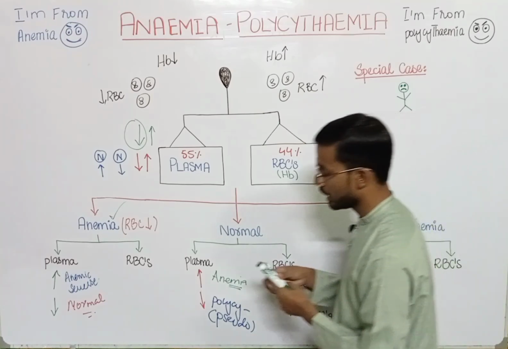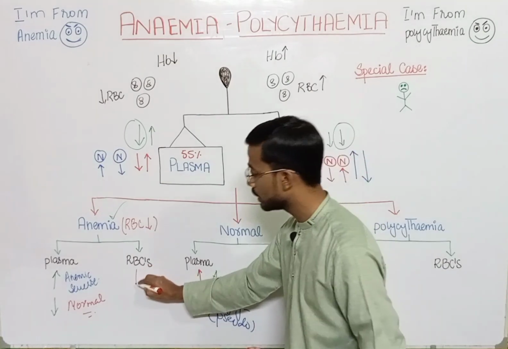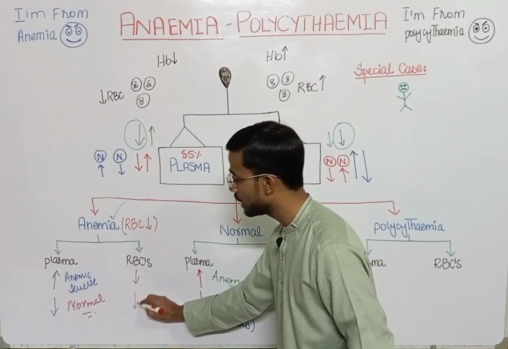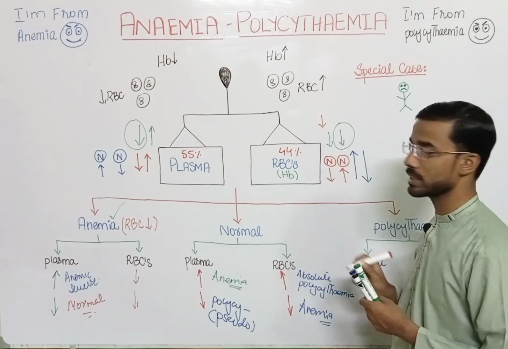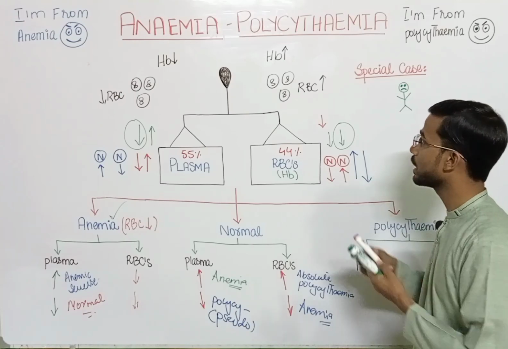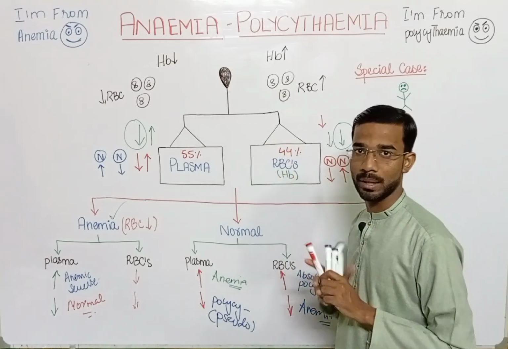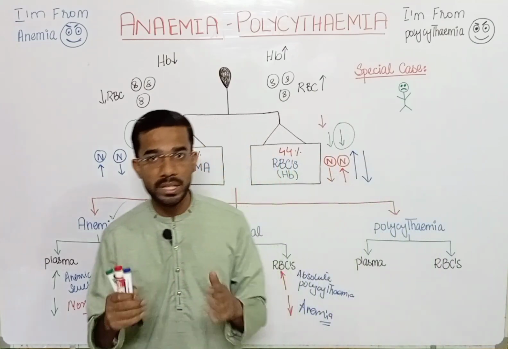Now, this is the simplest case. As we know, in anemia the number of the RBCs decreases. So obviously when the RBC number decreases relative to the plasma, the patient goes toward anemia. So this is the simplest case. Next we will see polycythemia.